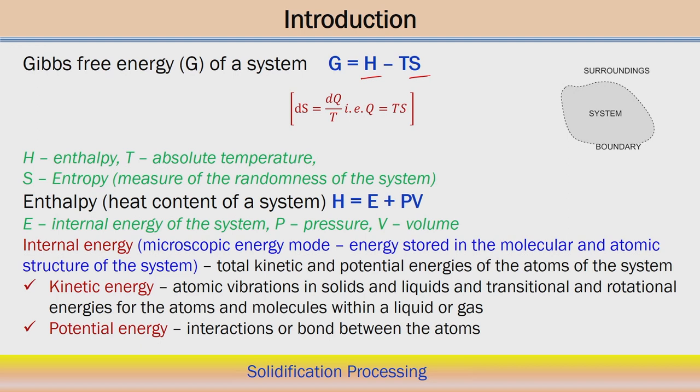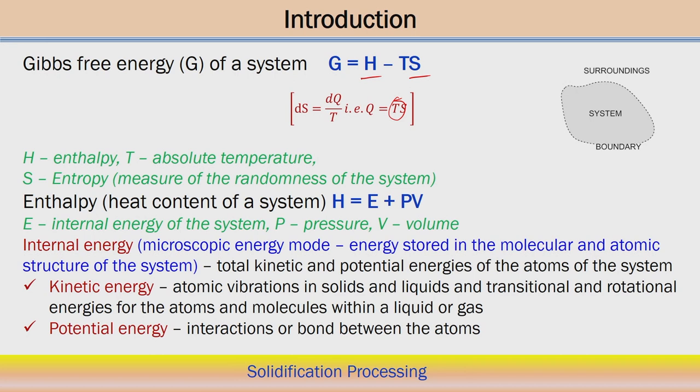Now, you know that in a reversible process, dS equal to dQ by T. Assuming a constant temperature, Q equal to T into S. So, TS is basically representing the amount of heat energy supplied to the system. Now, H is enthalpy, T is temperature, and S is entropy, a measure of the system.